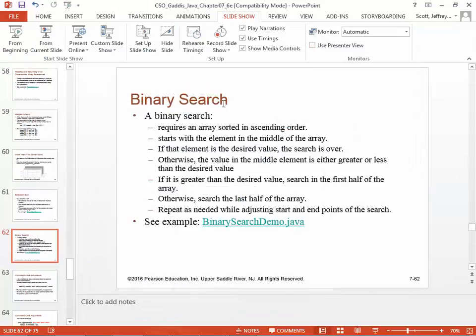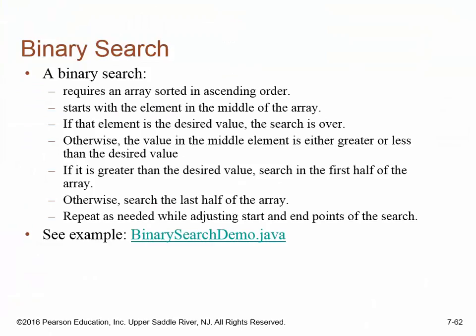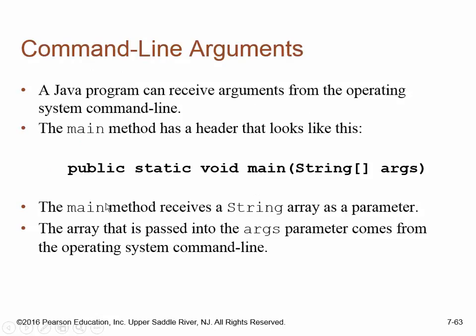That's what you do when you use a binary search. So the stuff must already be in ascending order. You start with the middle of the array. If you found the element you're looking for, your search is over. Otherwise, you see whether it's greater than or less than that number. If it's greater, you search the bottom half. If the number you're looking for is less, you search the upper half. All right, you repeat it as needed.